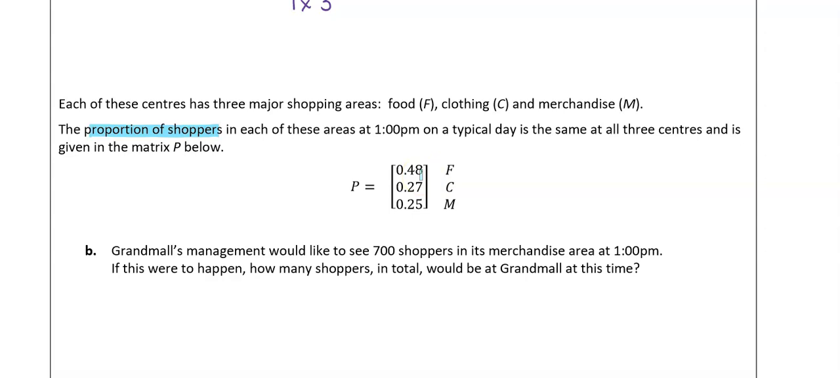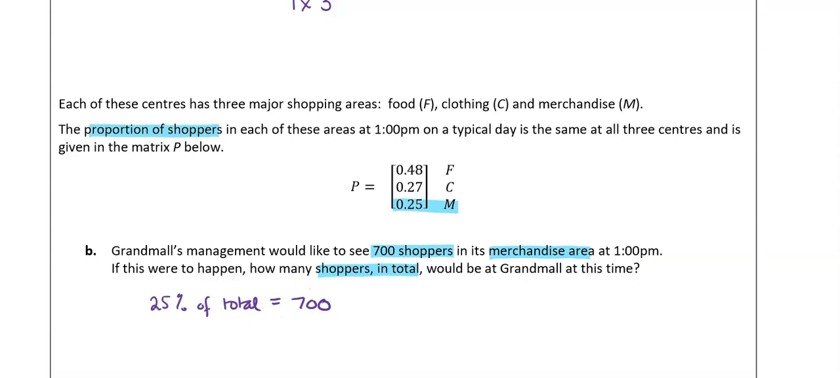In part B, Grand Mall's management would like to see 700 shoppers in its merchandise area at 1 p.m. If this were to happen, how many shoppers in total would be at Grand Mall at that time? So how many shoppers in total is what we're after. So at this point, we're just concentrating on the information that's on the screen at the moment. If we know that 25% of the shoppers are in the merchandise area, and that 25% is equal to 700, so we're saying 25% of our total is going to equal 700.